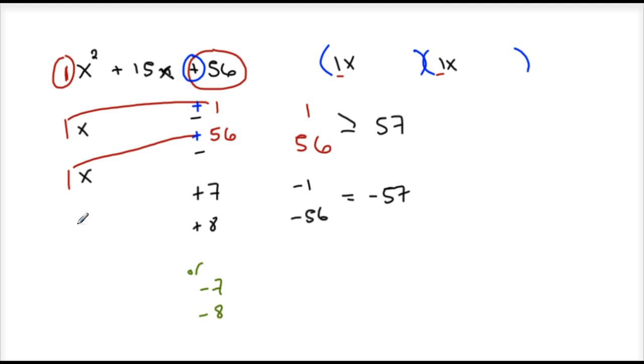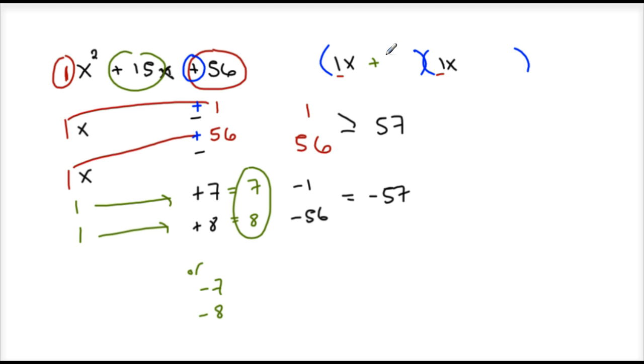But here are my factors, 1 and 1. What's 1 times 7? 7. What's 1 times 8? 8. So these are both positive. If I add these two numbers together, will I get a positive 15? Okay, so these are my factors. So I'm going to use 7 and 8. So this will be a positive 7 and a positive 8. So this quadratic function, x squared plus 15x plus 56, is the product of these two quantities, x plus 7, x plus 8.